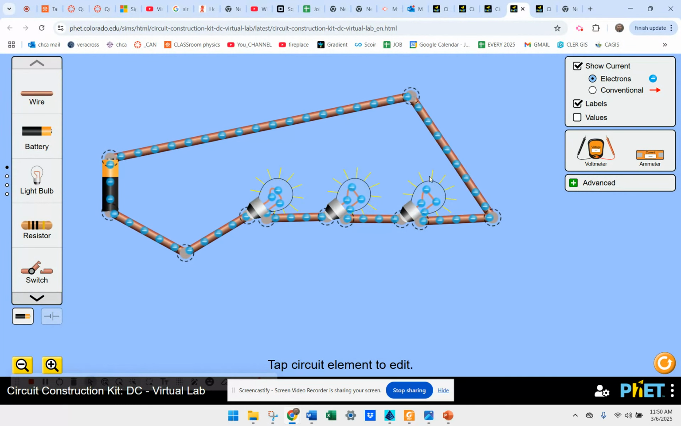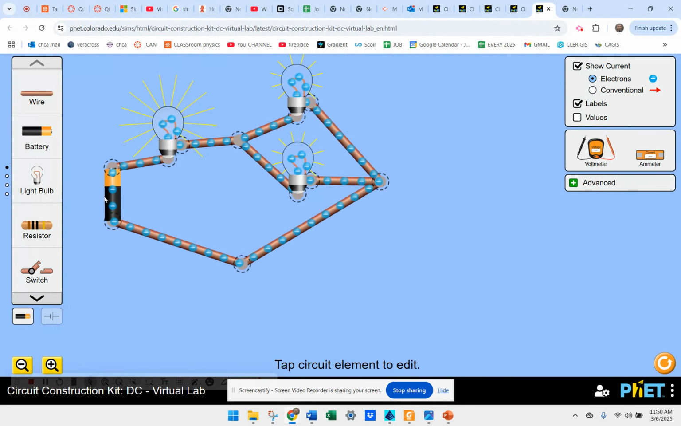The final thing to point out would be a combination circuit. This would be a nice example of a combination circuit. Here we have 2 lights or 2 resistors in parallel, and then they are connected in series with this other one. And so hopefully that helps.